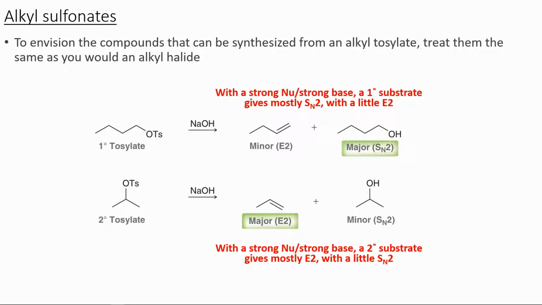Since we can convert alcohols to tosylates, we now have a large number of products that we can form from alcohols. So if you want to envision what type of compounds you can synthesize from an alcohol or an alkyl tosylate, treat them the same as we would an alkyl halide. It just might take an extra couple of steps. We can still, with a strong nucleophile or base, convert to the E2 or the SN2 product on a primary tosylate, and from a secondary tosylate we can convert to the E2 elimination product or the SN2 substitution product.